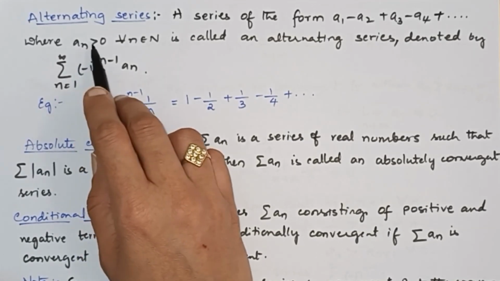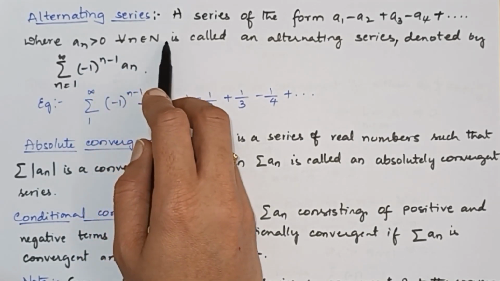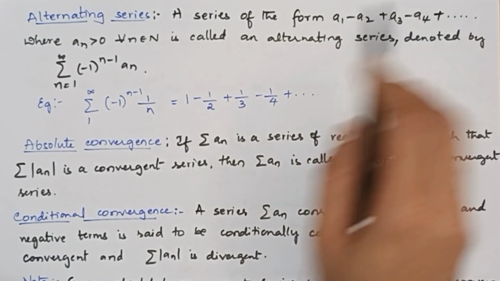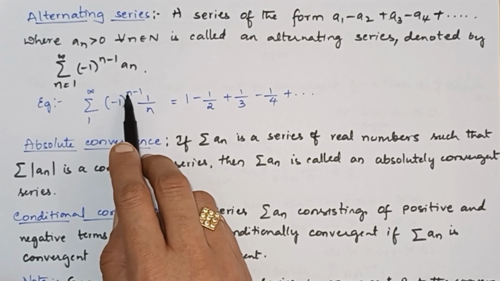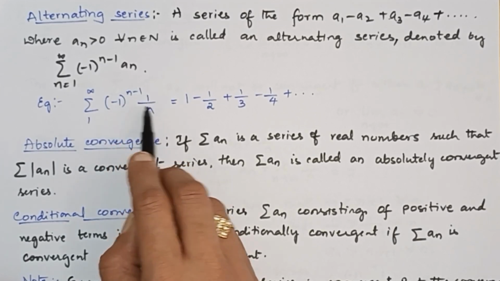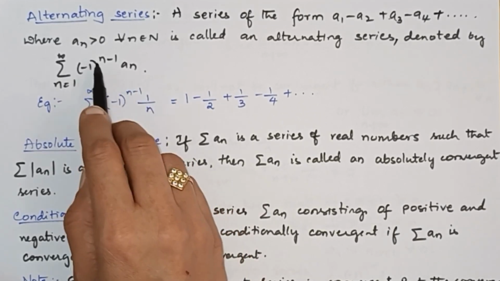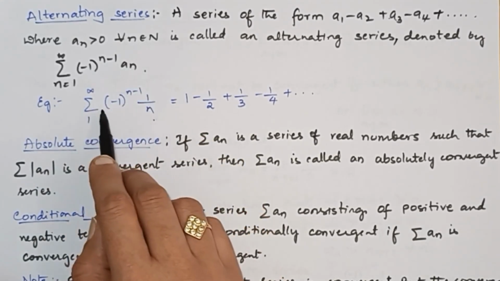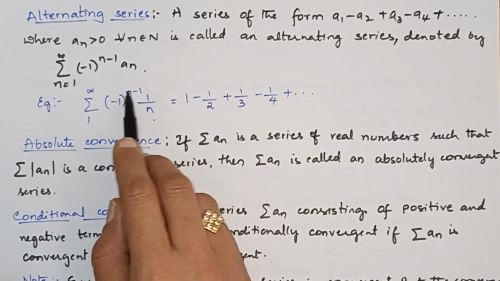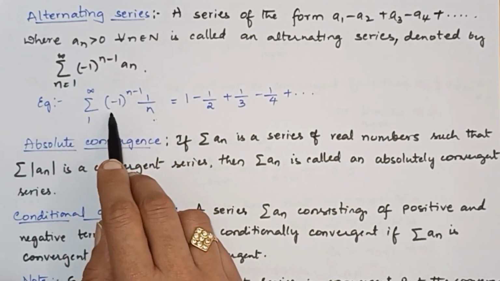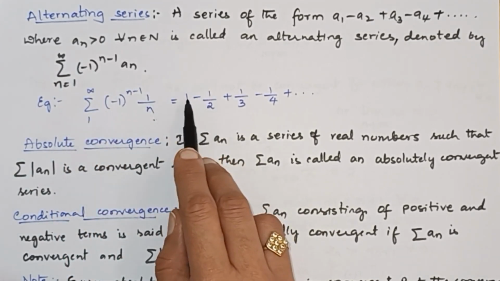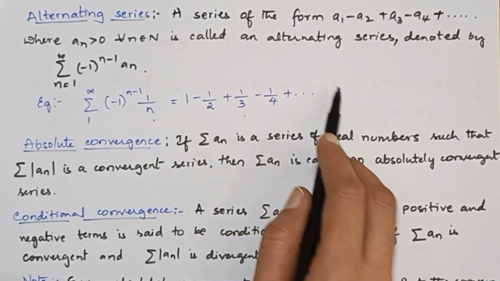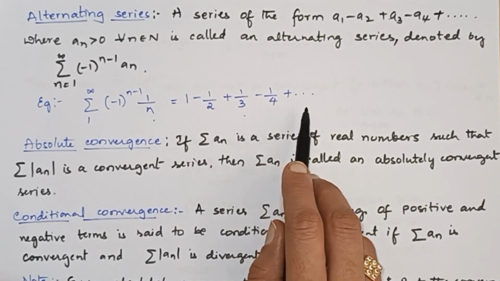Each term an is greater than 0 for all n belongs to N, but here the sign is plus, minus and so on. For example, (-1)^(n-1) into 1 by n. Compare this with the standard form of the alternating series. an is 1 by n and (-1)^(n-1) as per the standard form. When you expand this, 1 minus half plus 1 by 3 minus 1 by 4 plus so on. So this is called an alternating series.